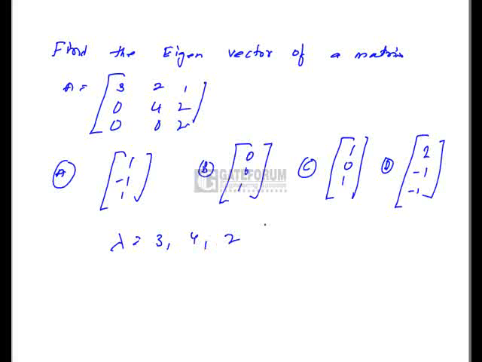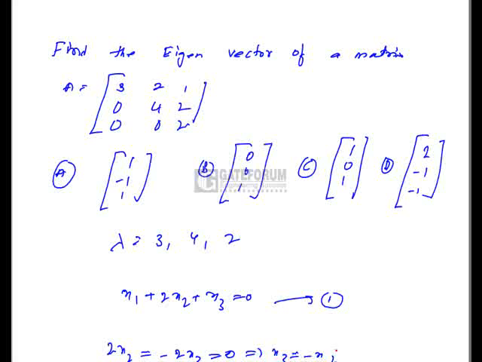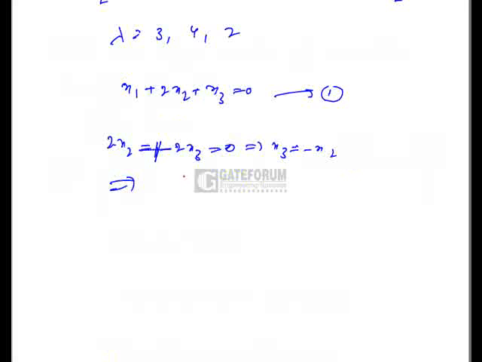Now by taking these eigenvalues we can form the equation. The equation will be x1 plus 2x2 plus x3 equals 0, and 2x2 equals minus 2 times x3, that is equals to 0. That implies x3 is equals to minus x2. It is nothing but 2x2 plus, actually this is equals to 0, which implies x2 is equals to minus x3.